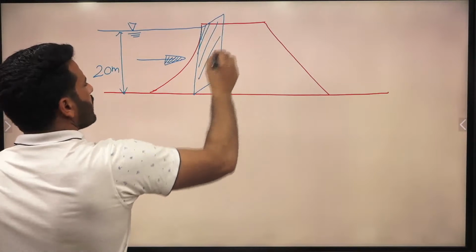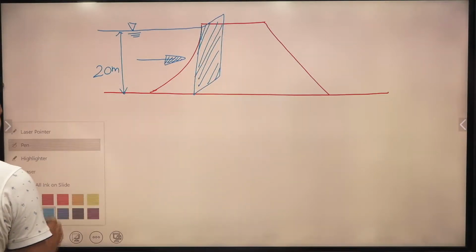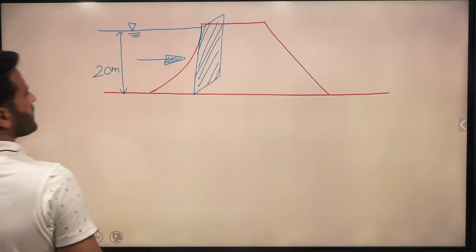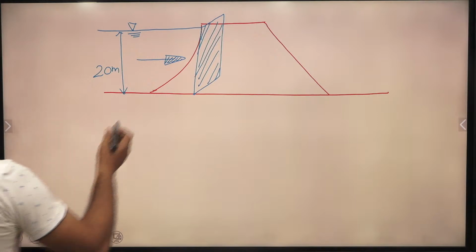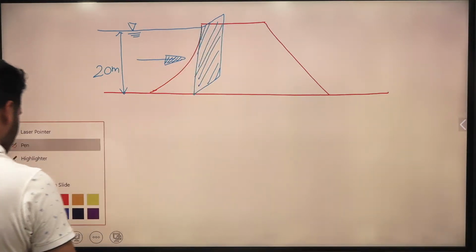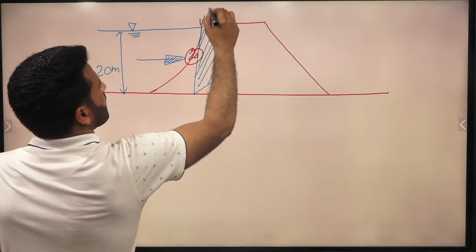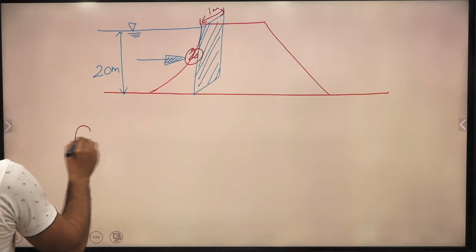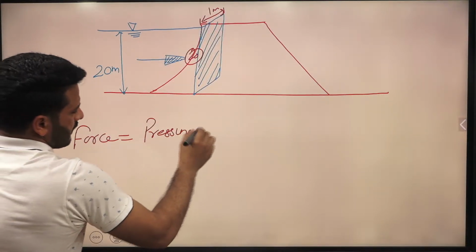So whenever you are going to calculate the horizontal pressure force in curved surfaces, just take the pressure and multiply it by the projected area in the vertical plane. So what will be the projected area? From here to here is 20, and from here to here this is 1. So if we write the force simply, then force will be pressure into area.